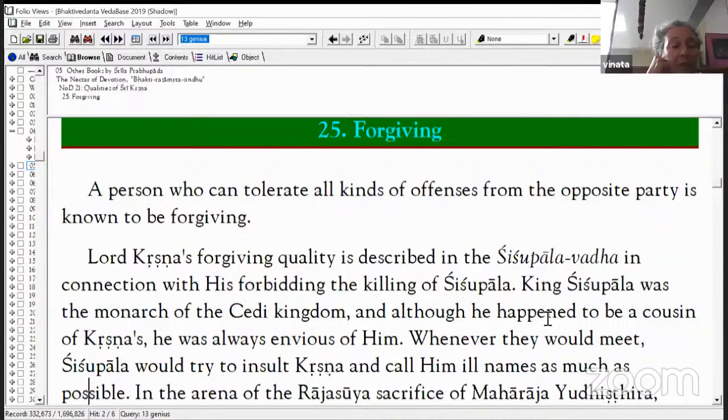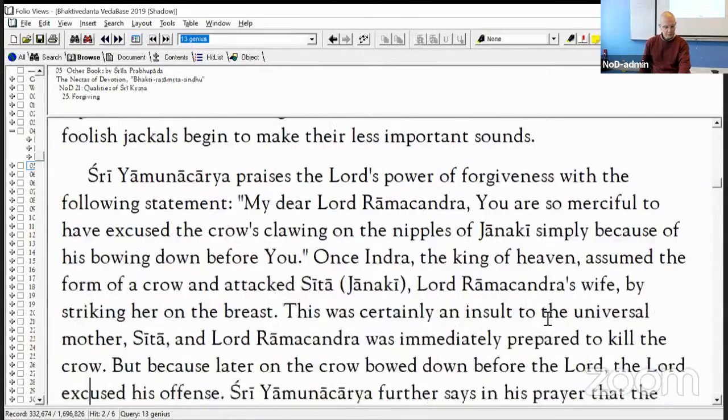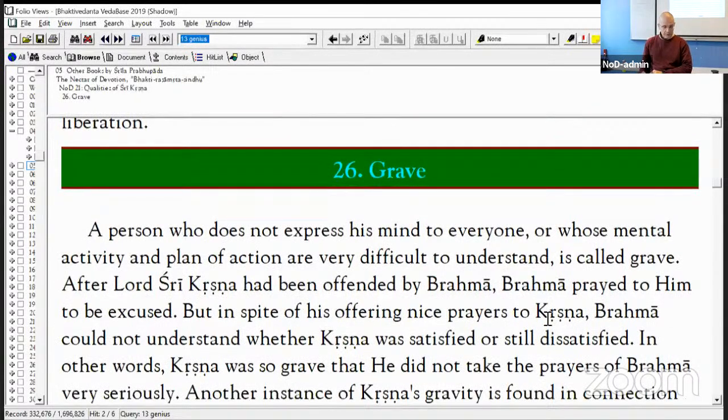Would you please repeat the reference from the first canto? 1.8.48, plus or minus one verse, I think 48. Thank you. Now, the 26th quality, gambhira, very deep. Gambhira literally means very deep.